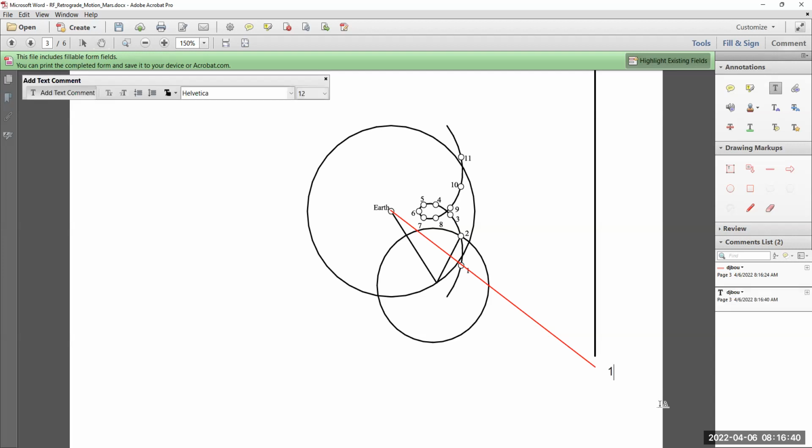And I'm going to put position 1 in here. So this is when Mars was in position 1. I'm going to do the same thing, but for position 2 now.